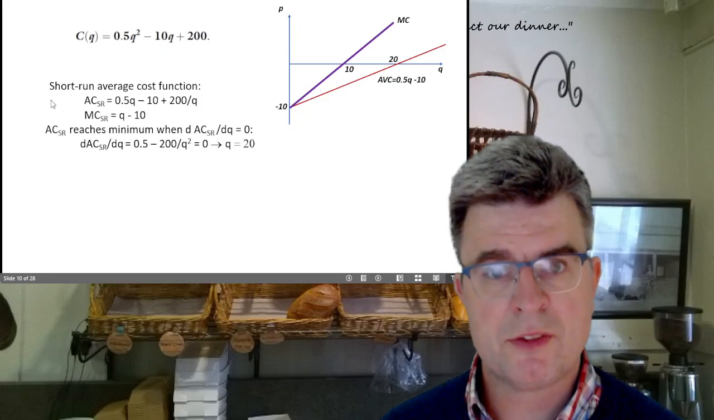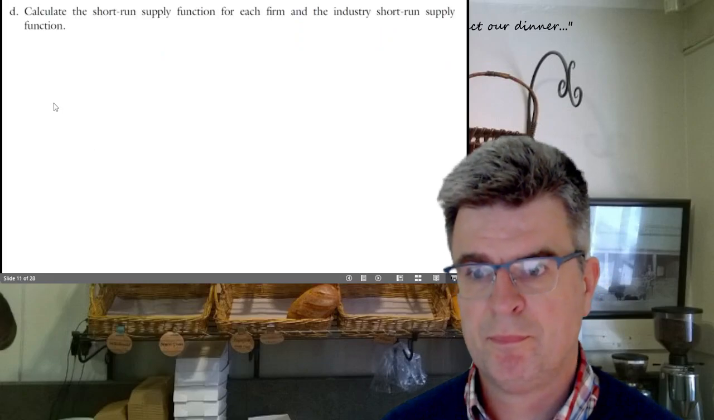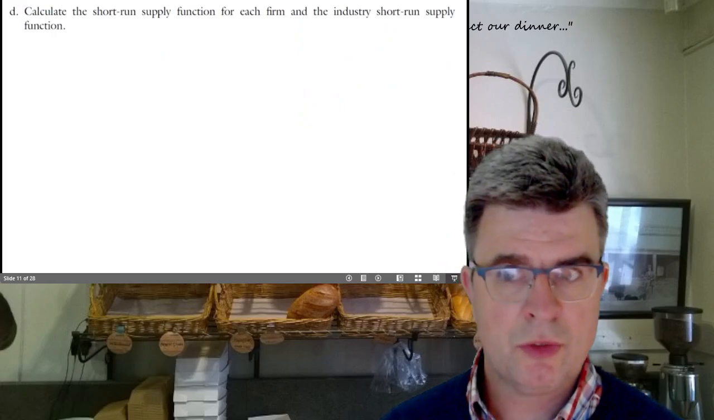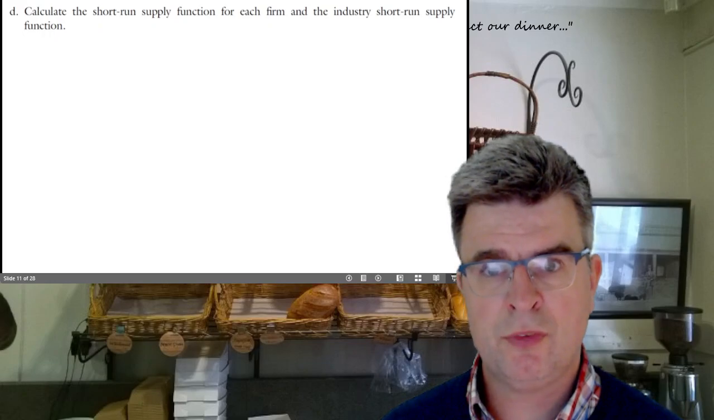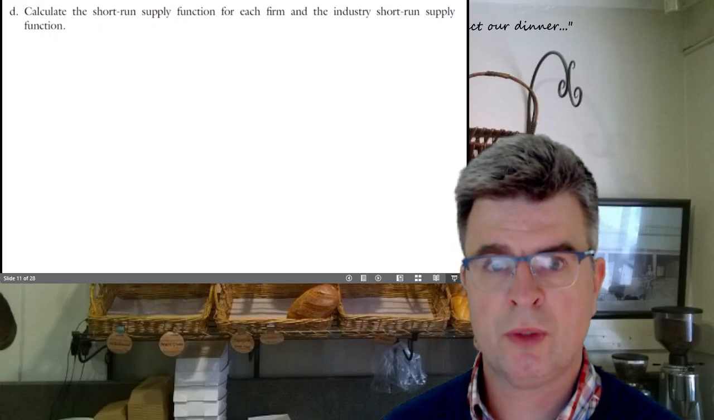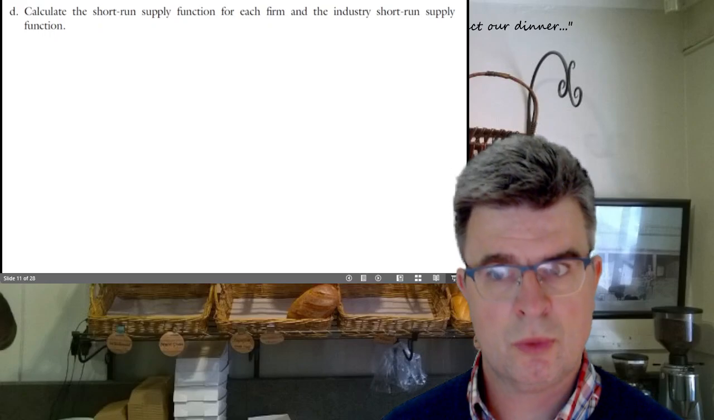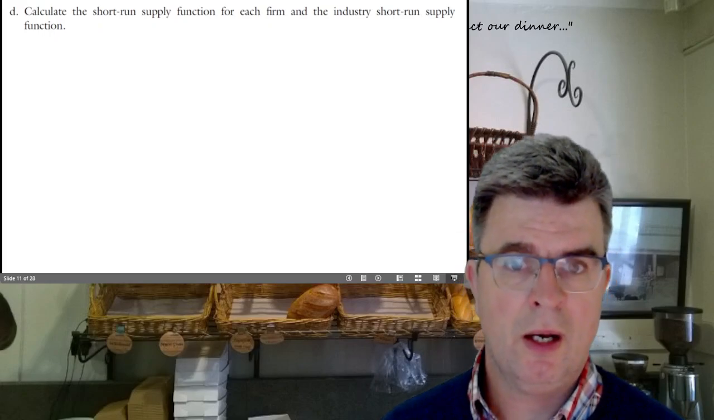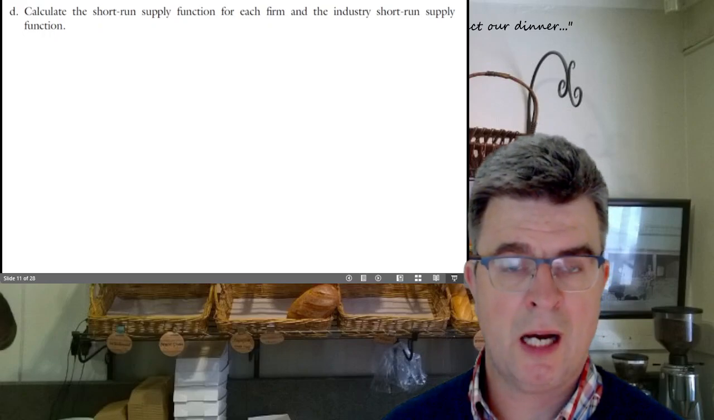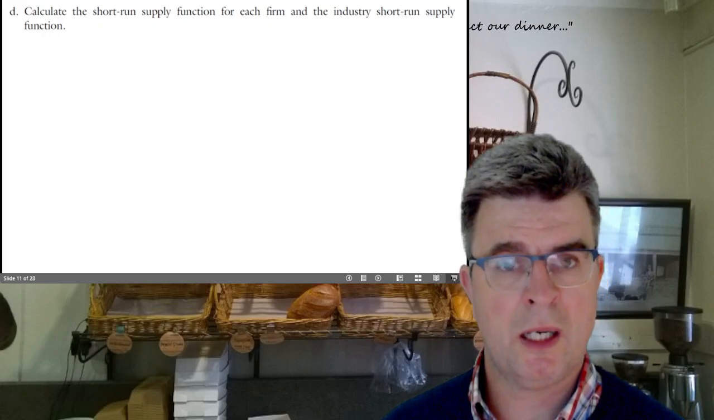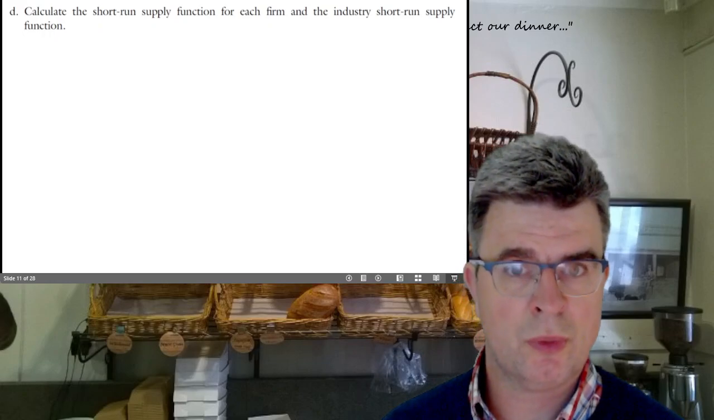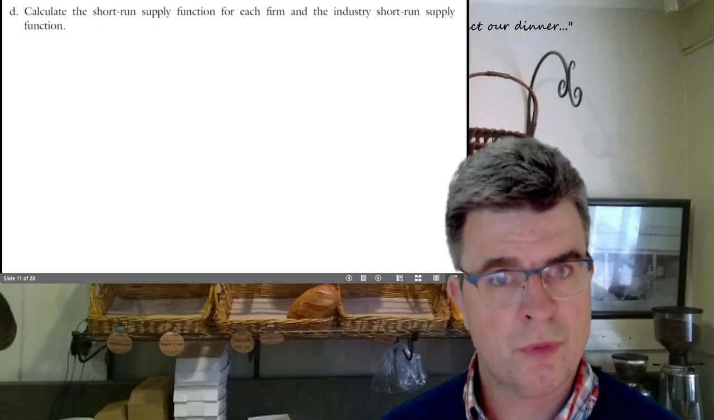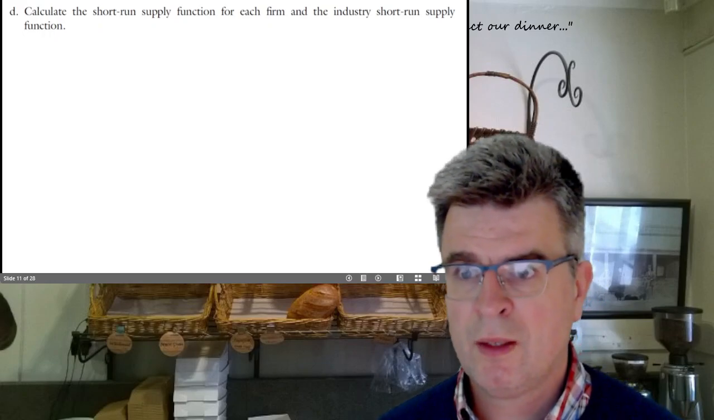Okay, so this completes question C. And now we continue with question D. Calculate the short-run supply function for each firm in the industry short-run supply function. So to start with the firm level supply function, we should check how many units it will supply, and then we should also focus on the shutdown decision. Will the firm find it beneficial to supply at all?